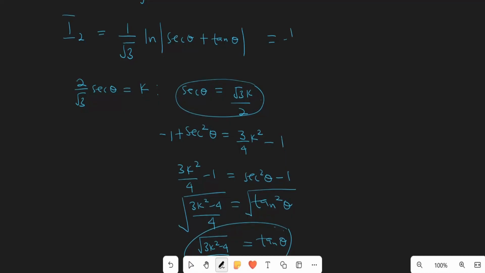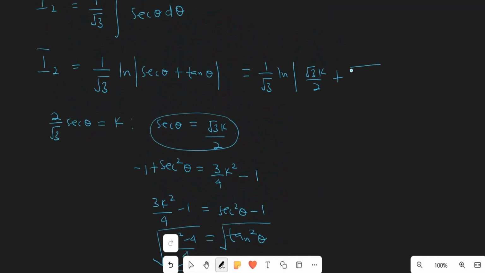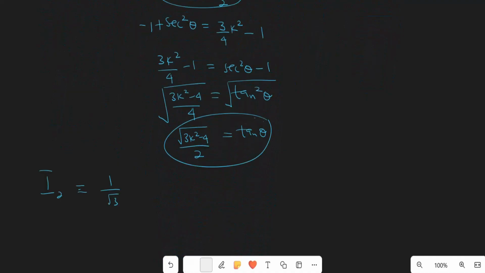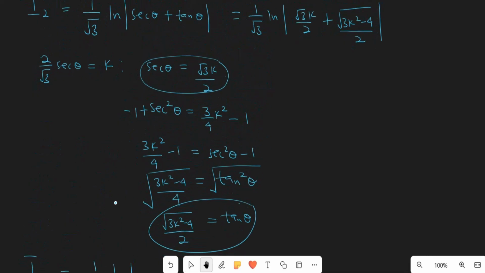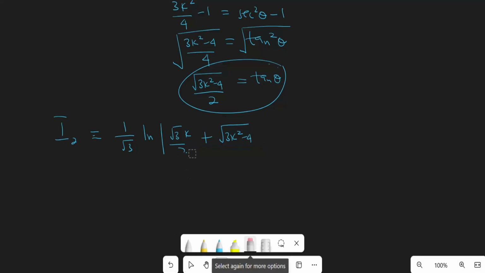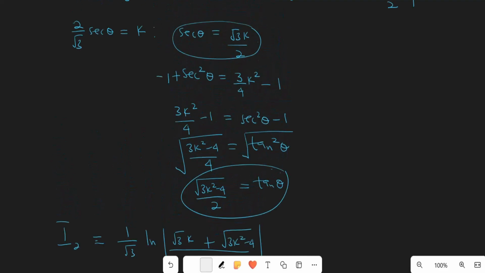So I2 here is going to be equal to 1 over the square root of 3 times the ln of secant of theta, which is the square root of 3k over 2, plus tangent of theta. Tangent of theta is this guy, the square root of 3k squared minus 4 all over 2. So I2 is going to be equal to 1 over the square root of 3, rewriting it again, the ln of square root of 3k over 2 plus the square root of 3k squared minus 4 all over 2. All this is going to be divided by 2 because I have the same denominator. So this is the value of I2 in terms of k.